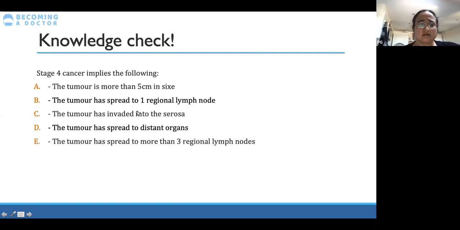I think we're coming up to the last bit of the talk now. So just the knowledge check to talk about. Hopefully you've grasped some of these pieces of information from my talk. So this is a question related to what I've spoken about. So stage 4 cancer implies the following.